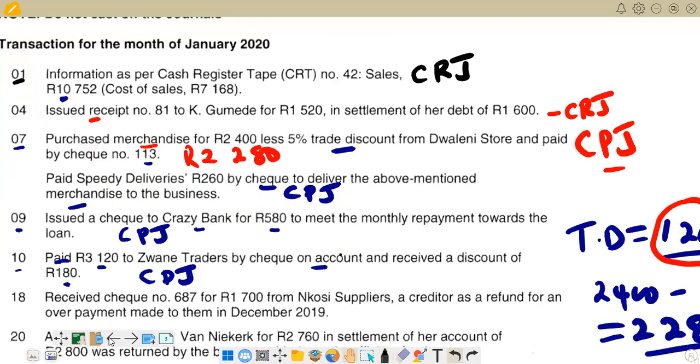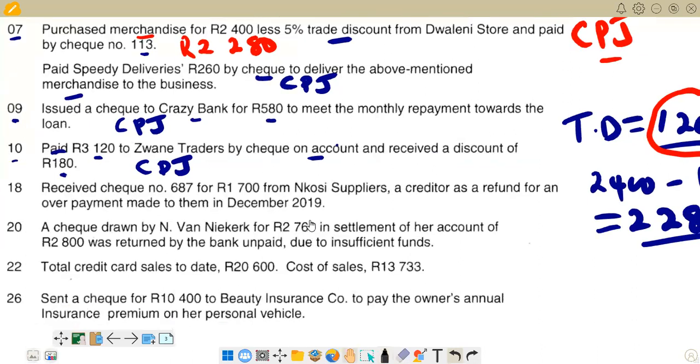Right, if you come here, you see that the next transaction that we are given is on date 18, and it reads a received check. So we are receiving, very important, we are receiving here, a received check. This is going to affect the cash receipts journal.